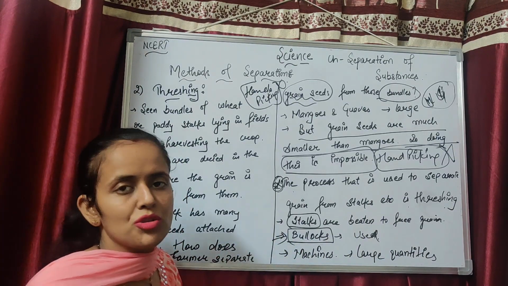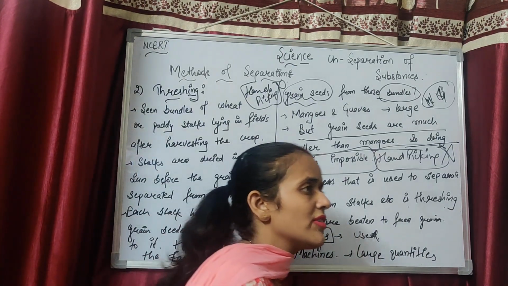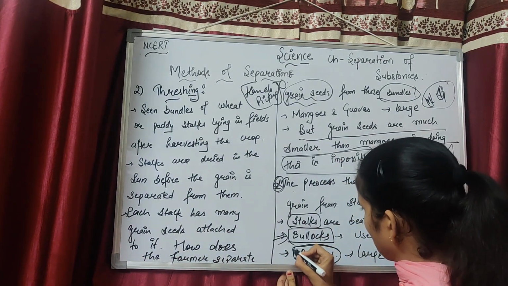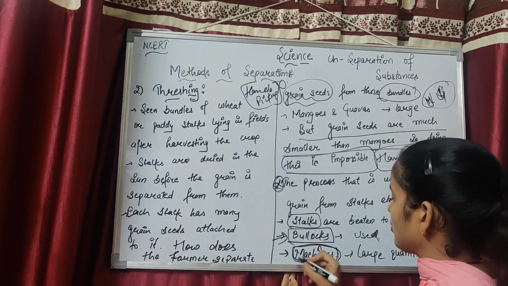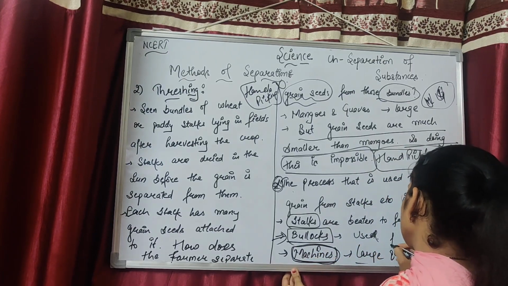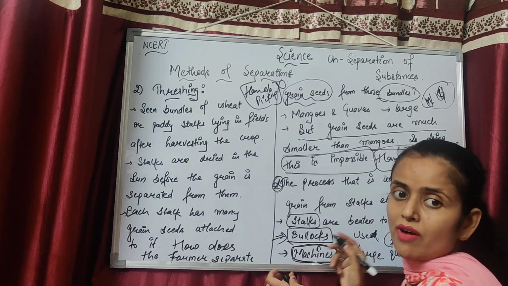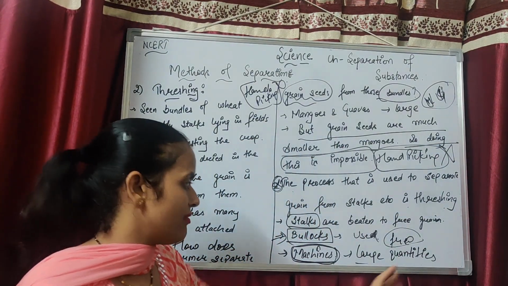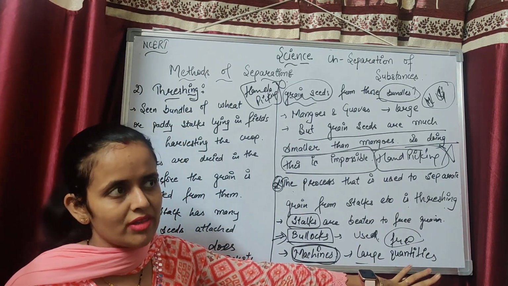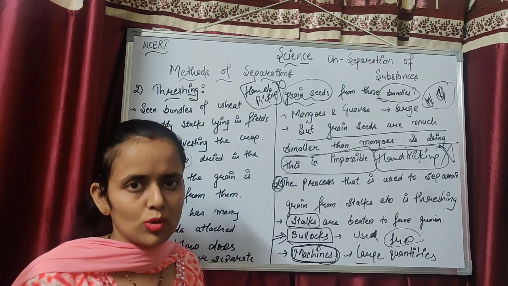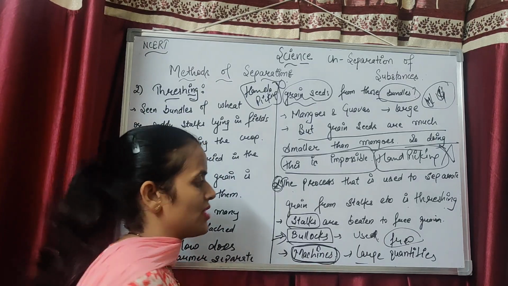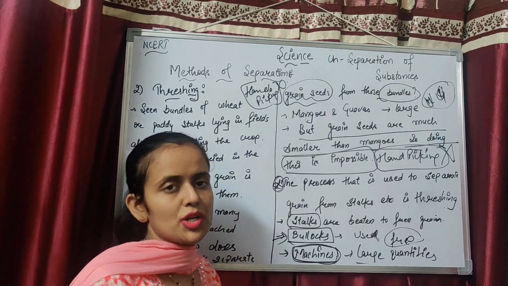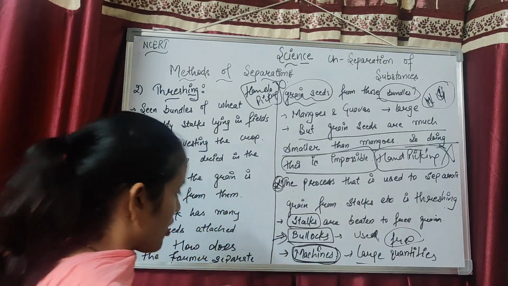So machines are also used in the field. In fields which are large in size, the farmer uses machines to free the grains from the stalks. If the field is very small, then people will do this work. But if the field is very large and the crop is in a very large quantity, then machines are used to free the grains from the stalks.